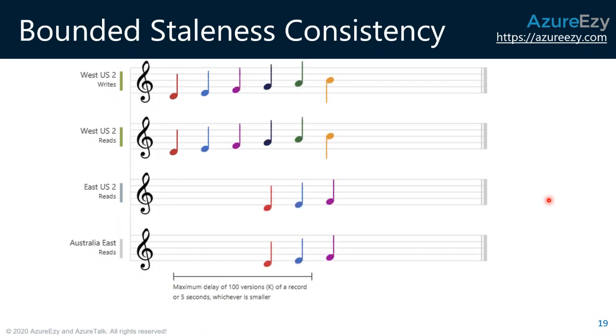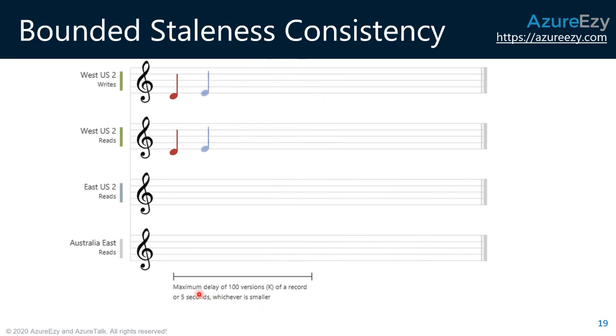Follow the nodes for a few seconds and you would have your answer. What kind of consistency is it? If you are seeing these nodes, you see West US 2 and read and write and read in West US 2, it's strongly consistent. But in read, like East US and Australia East, it takes some time and then it is strongly consistent. Why? Because we manually decided, like after 5 seconds, it will start replicating to the other region.